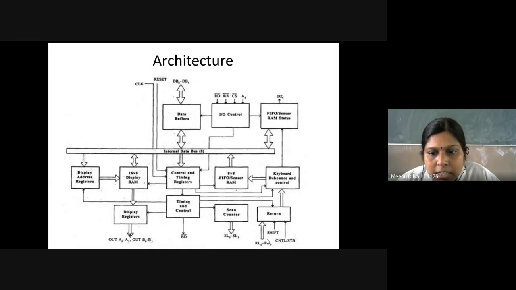This has return, shift, control, and strobe signals. Then the scan counter, and timing and control. From the control and timing register, the signal is given to timing and control. Then the display register, then the 16 by 8 display RAM, and then the display address register. Okay, this is the architecture.